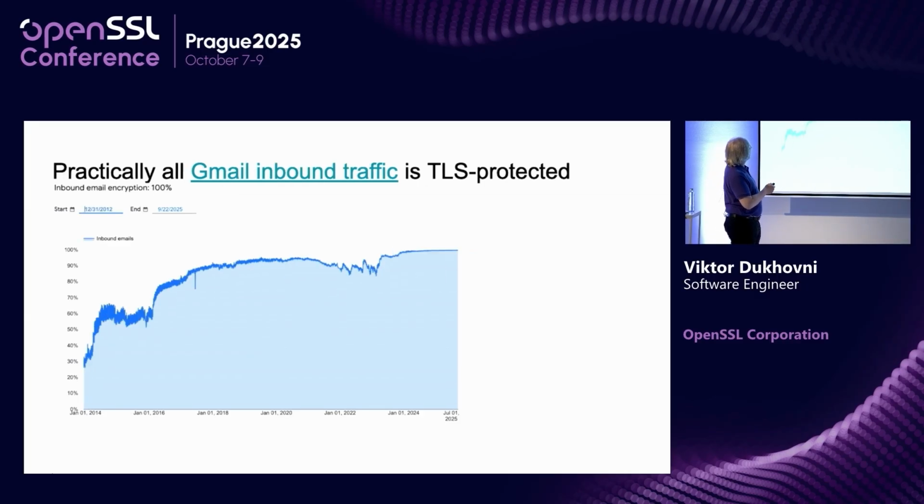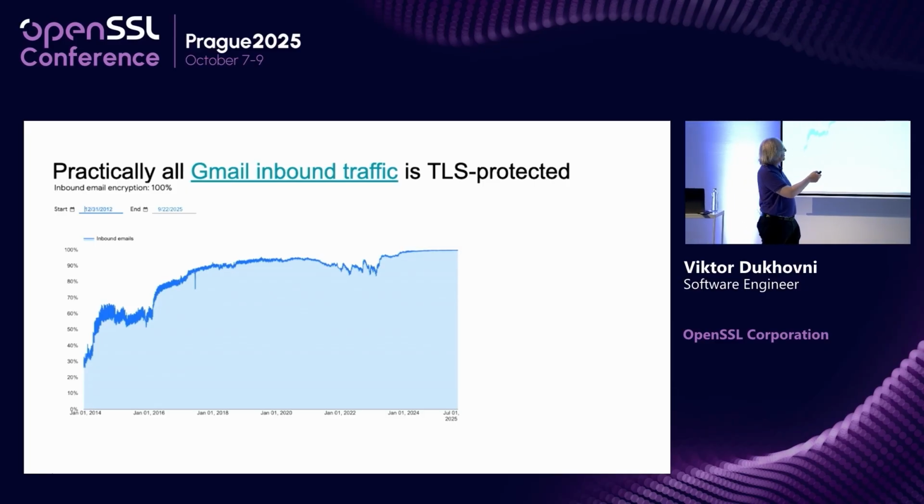So if we look at the Gmail inbound traffic, they report 100% is encrypted. Now, of course, it's rounding. It's 99.98 or whatever it is. But essentially, all of the email coming into Gmail is TLS encrypted.